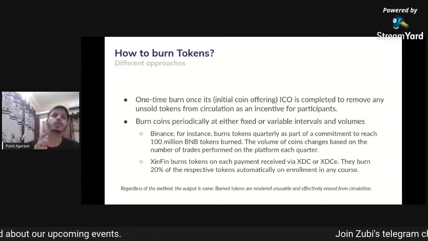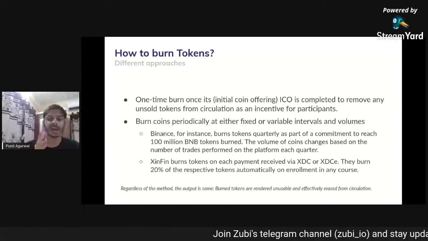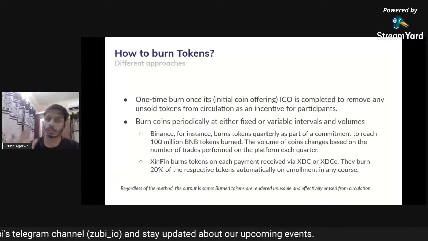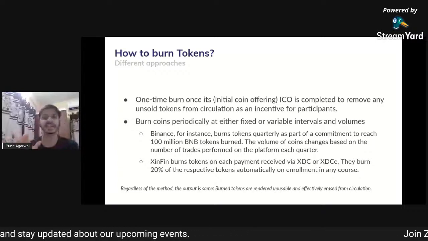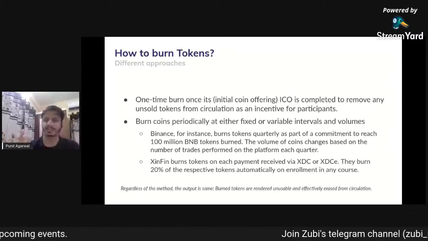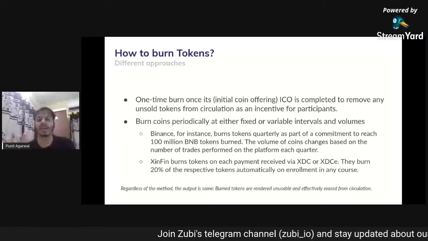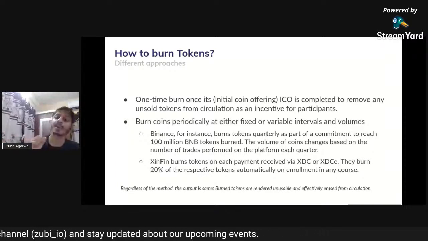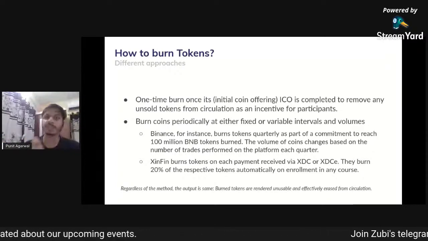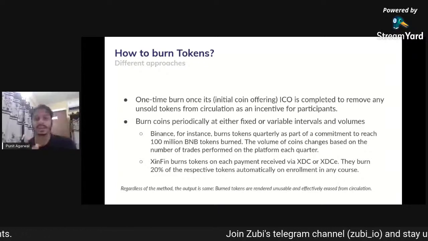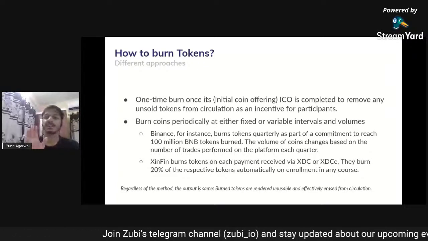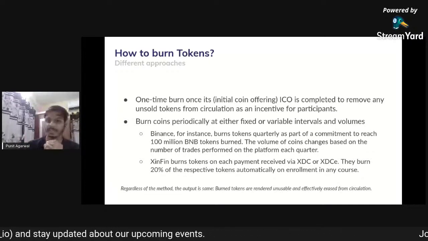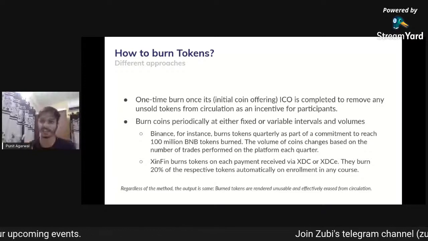And what do people do? One particular way is, after the ICO is completed, they remove any unsold tokens. Whatever tokens were not sold during the ICO, they remove entirely. Why do they do that? If they remove the entire unsold tokens, the people who have already bought the tokens will be incentivized. Why? It's a basic concept of economics: if the supply is decreased, the demand increases, hence the price increases.